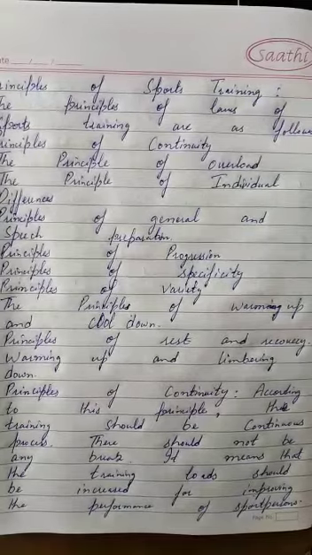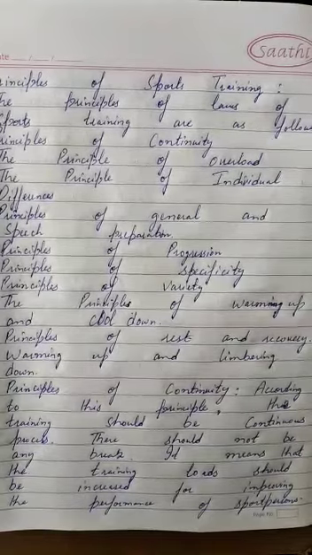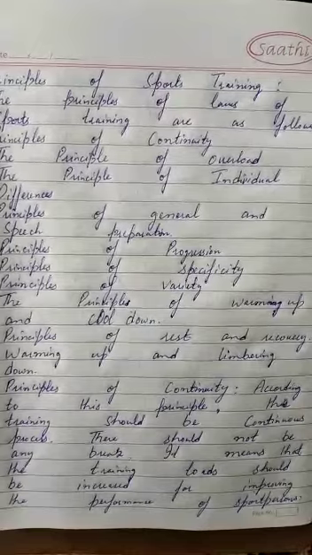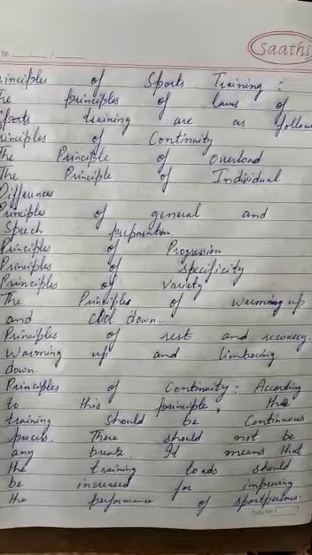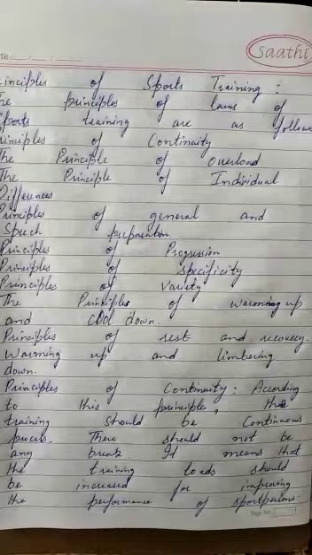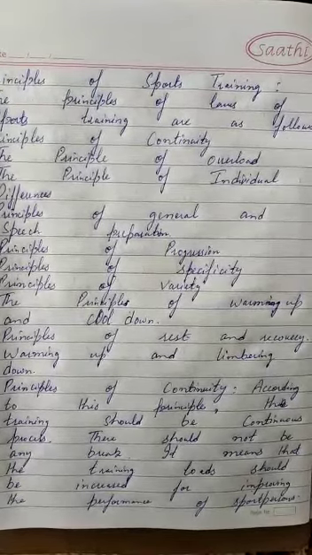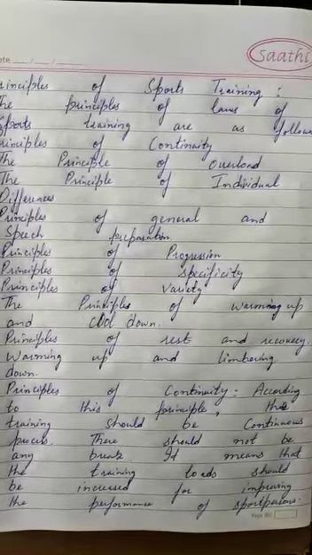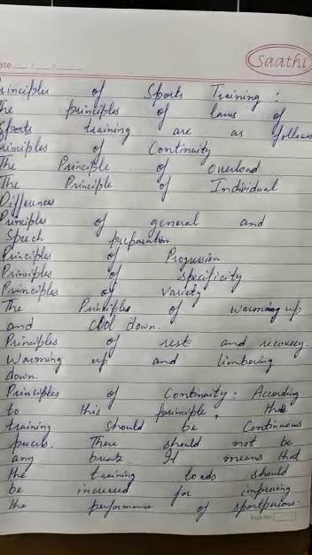Next principle of sports training is the principle of specificity. Next principle of sports training is the principle of variety. Next principle of sports training is the principle of warm up and cool down. Next principle of sports training is the principle of rest and recovery. Next principle of sports training is warming up and limbering down. These are the 10 principles of sports training. Now one by one we will discuss all these principles of sports training.